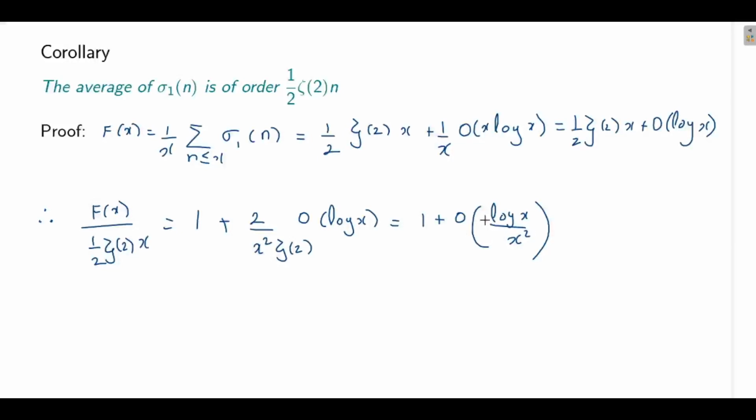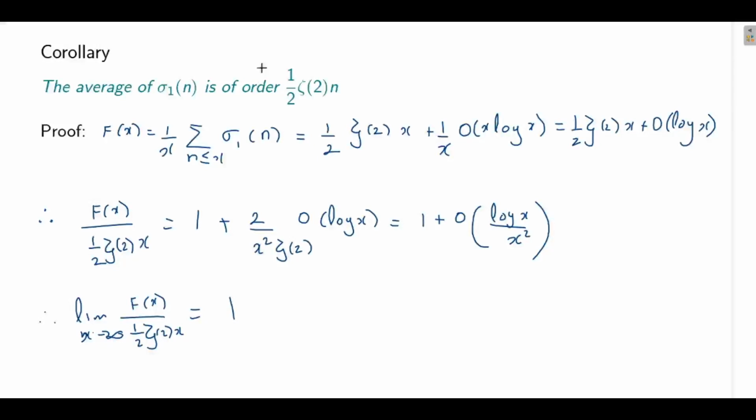Now using L'Hopital's rule, you can see that this will go to 0 as x tends to infinity. You can see that limit as x tends to infinity, log x by x square will be 0. Okay, x square is much faster than the log x, so therefore that will go to 0, and this tells us that limit as x tends to infinity, f of x upon half zeta 2x will be 1. So they are of the same order, f of x and half of zeta 2x. So you can see that we now have even identified what is the order of sigma 1 of n.